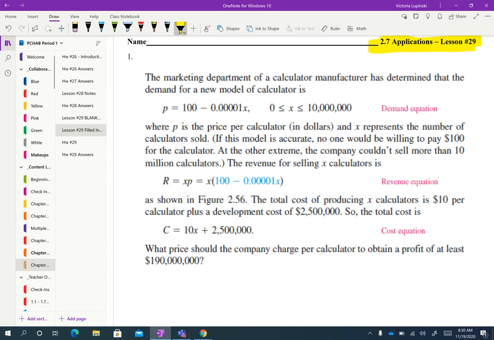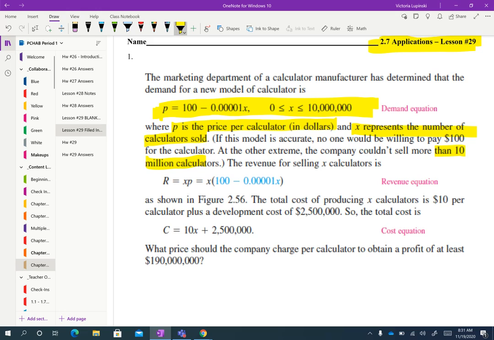The marketing department of a calculator manufacturer has determined that the demand for a new model of a calculator is P equals 100 minus 0.00001x, and they're saying that x is between 0 and 10 million. So that means that P is the price per calculator in dollars, and x is the number of calculators sold. Basically, based on this model, they're saying that nobody is willing to pay more than $100 for the calculator, which seems reasonable. And they're also saying that they don't anticipate selling more than 10 million calculators, which is probably also reasonable.